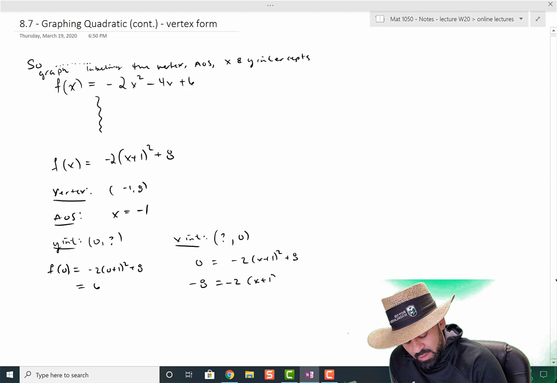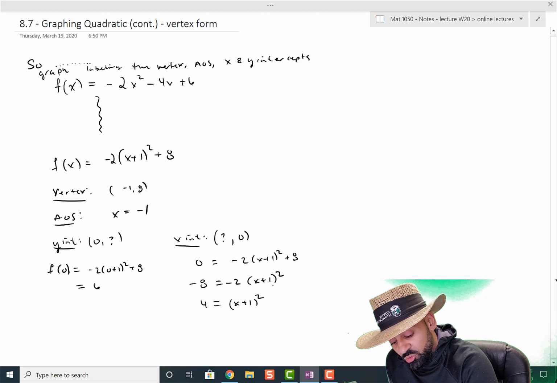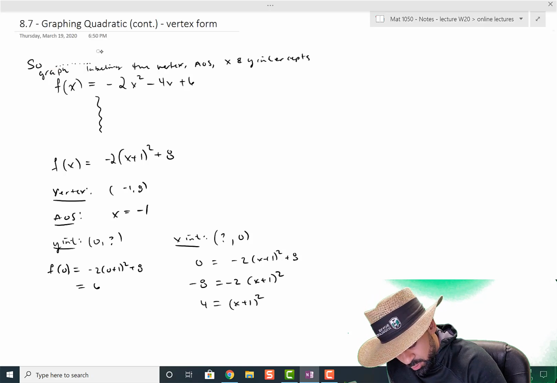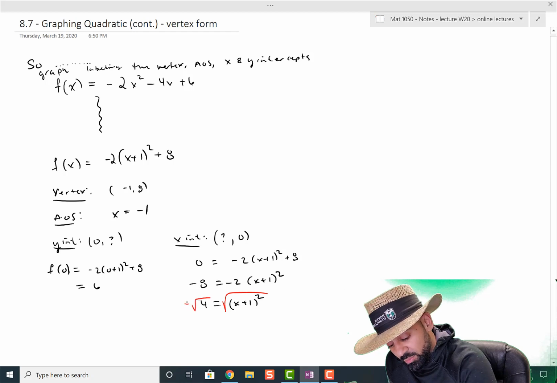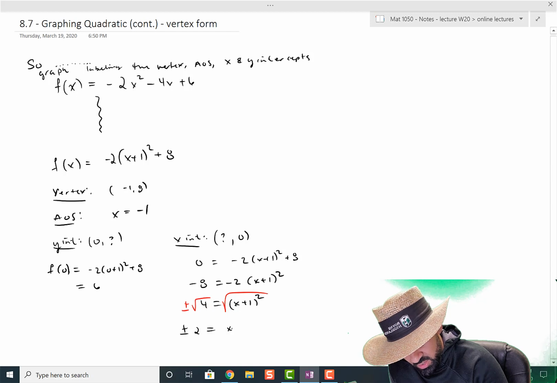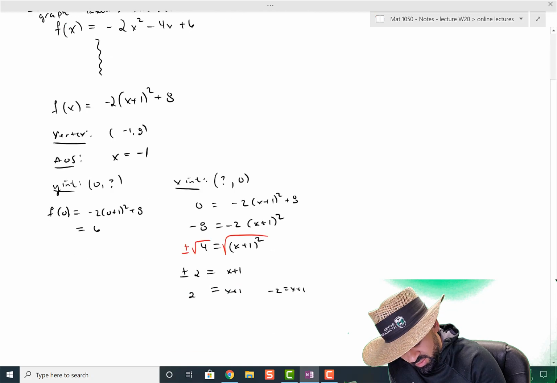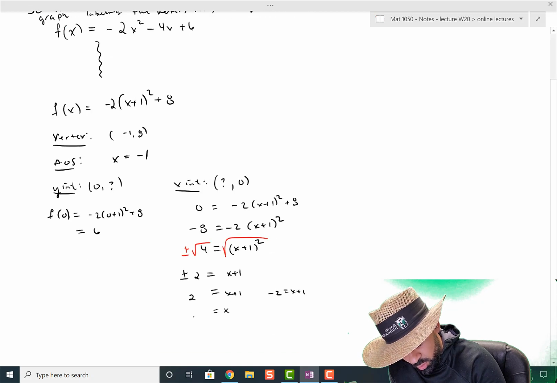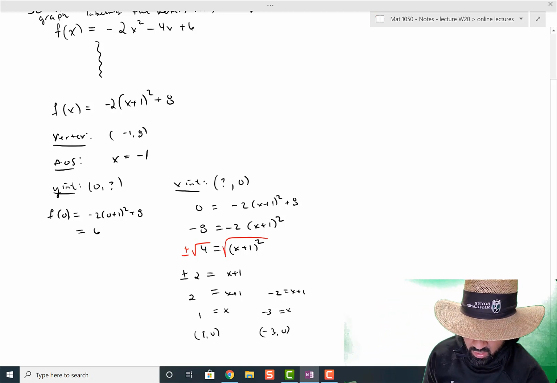And then I'm going to divide by the 2, which gives us 4. And then again, we're going to square root both sides, but don't forget what, people. And yes, you will say plus or minus, which I'm glad you all say that. Which gives you plus or minus 2 equals x plus 1. Fundamentally, this is 2 equals x plus 1, and -2 equals x plus 1. And then that means that we have x equals 1 and x equals -3, and those are the two places where we cross our x-axis.